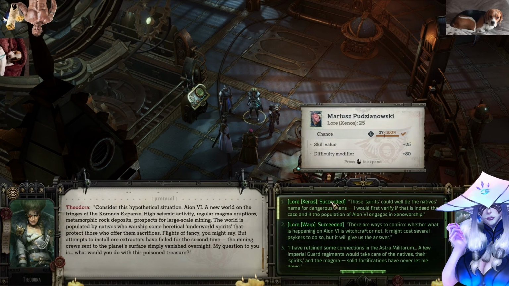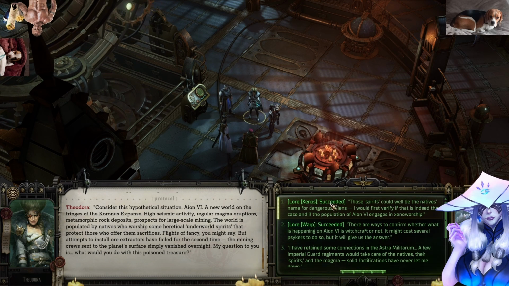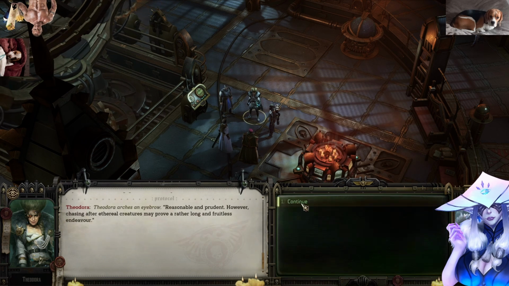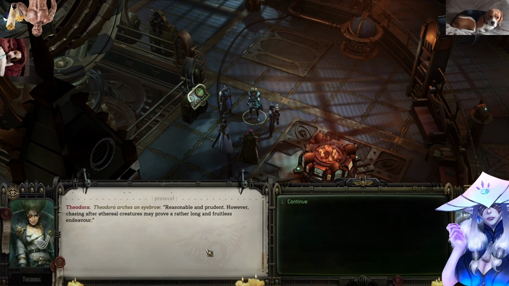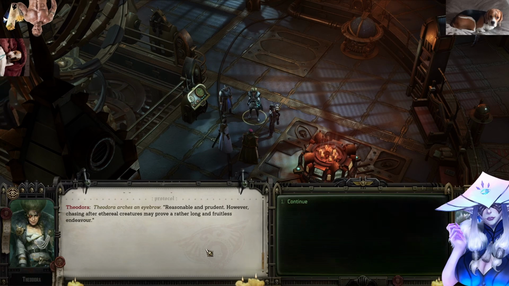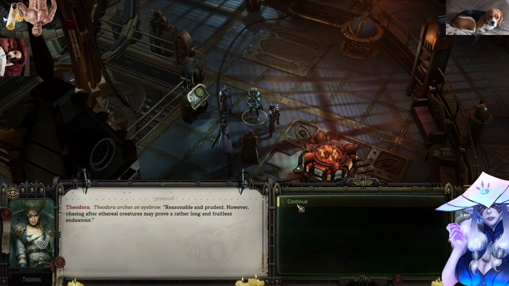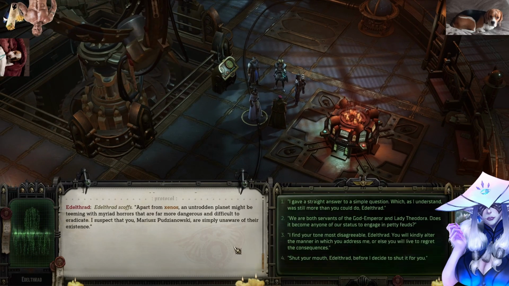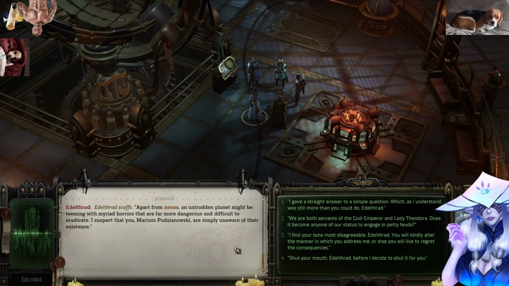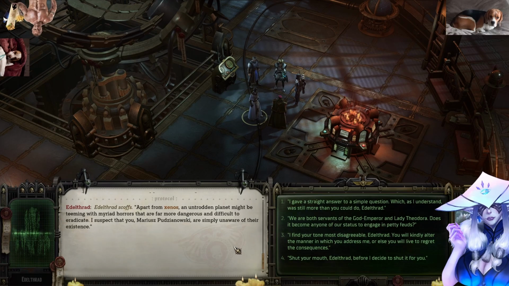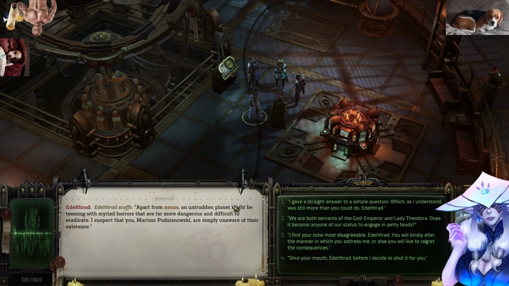Well, you know, Pudzian and Xenos, you know, gotta pick this. Reasonable and prudent. However, chasing after ethereal creatures may prove a rather long and fruitless endeavor. Apart from Xenos, an untrodden planet might be teeming with myriad horrors that are far more dangerous and difficult to eradicate. I suspect that you are simply unaware of their existence.